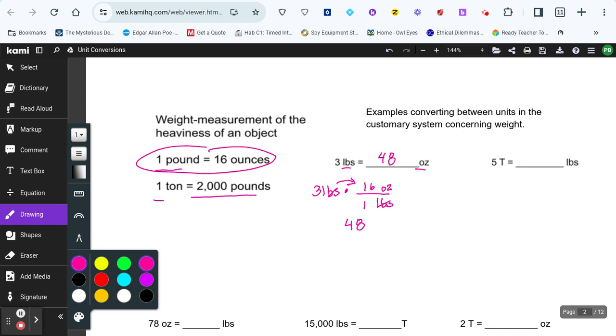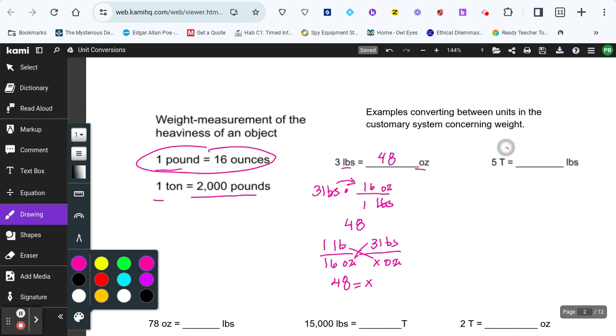If you wanted to use proportional reasoning, you could just say 1 pound, LB is pound, over 16 ounces, OZ is ounces, equal to 3 pounds over X ounces. Now, if you're using the proportion, if you do pounds over ounces, you've got to do pounds over ounces in the other fraction. And then when you do 3 times 16, you get 48, and 1 times X is just X.